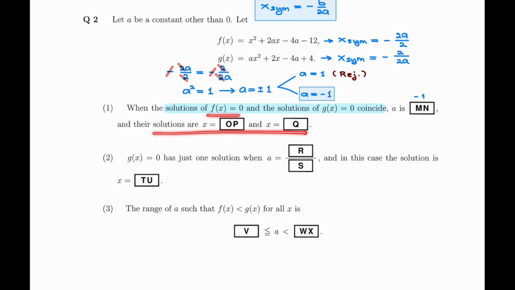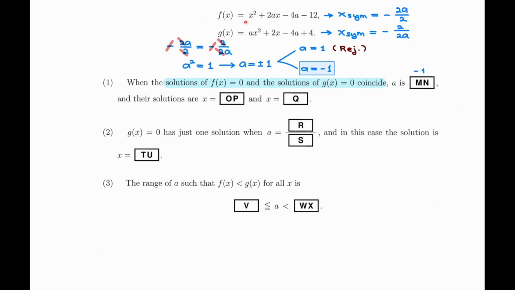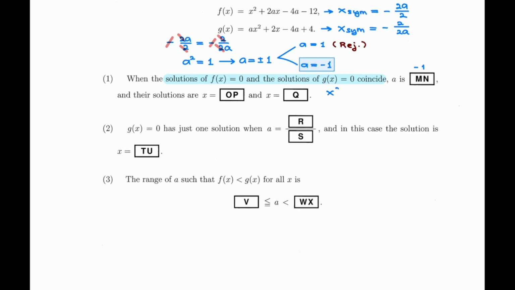And then for a equals to negative 1, we need to find the solutions. Of course, the solutions will be the same number. So just put a into either f of x equals to 0 or g of x equals to 0. I will put it on f of x. F of x is this one, and then if you substitute a by negative 1, you will get x squared minus 2x minus 4 times minus 1 minus 12 equals to 0.